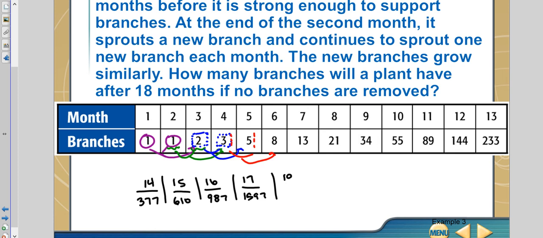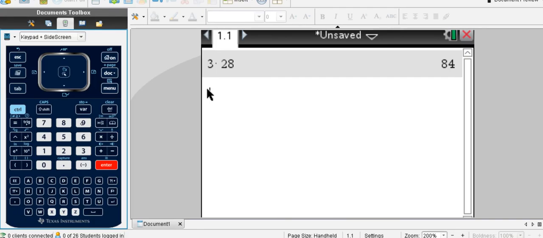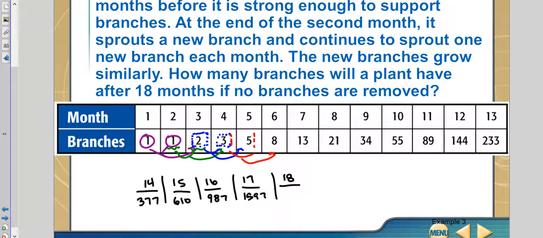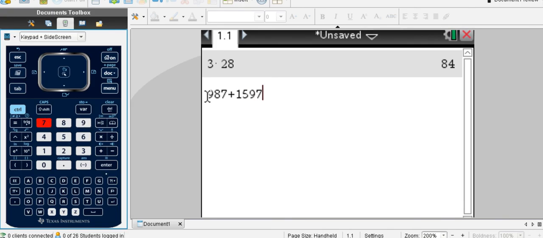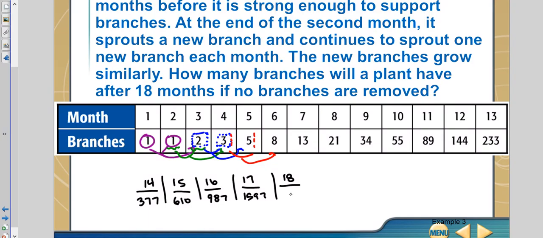And finally, the last one is when we add these together, and I'm going to go over to the calculator to make sure I don't mess this up. We have 987 plus 1597. And we get 2584. So how many branches would it have in the 18th month? It would have 2,584 branches. So that's how the Fibonacci sequence works.